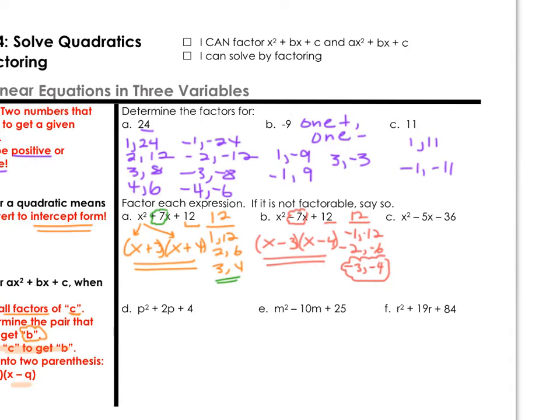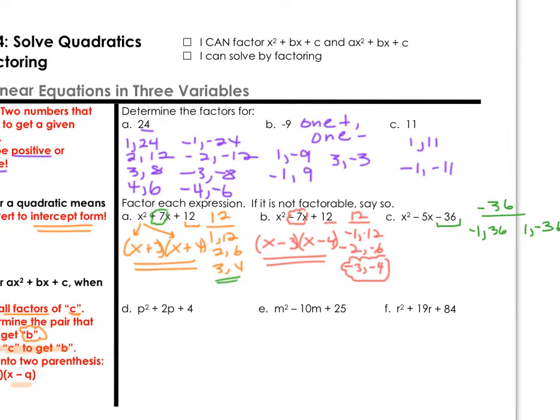For that last example, now look what's happening with c. c is -36. Remember, when your constant is negative, you have to have one of each type of integer in your factor set. One has to be positive and one has to be negative. All right, let's see about -36. We could multiply -1 times positive 36, or we could flip those around. +1 times -36.